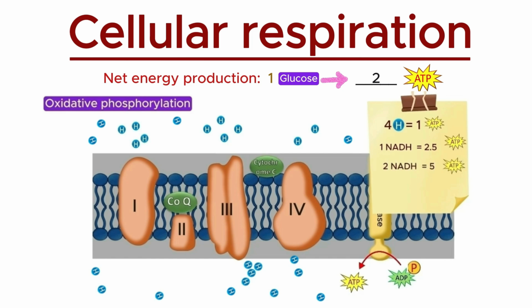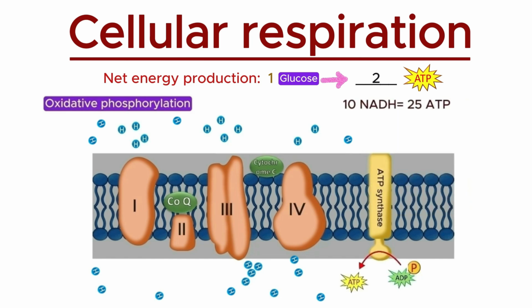Similarly, 2 NADH molecules produce around 5 ATP molecules, and a total of 10 NADH molecules produce approximately 25 ATP molecules. From the 10 NADH molecules, we get approximately 25 ATP molecules. Now let's determine how many ATP molecules are produced from FADH2. As mentioned earlier, FADH2 enters the electron transport chain at complex 2, skipping complex 1. Therefore, it only pumps 6 protons across the membrane.